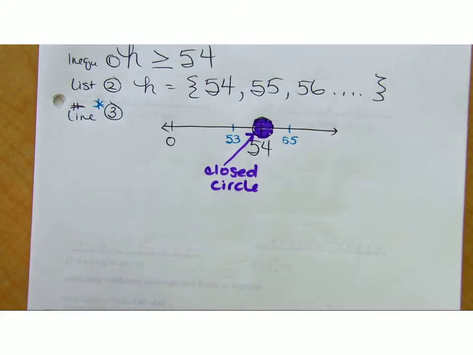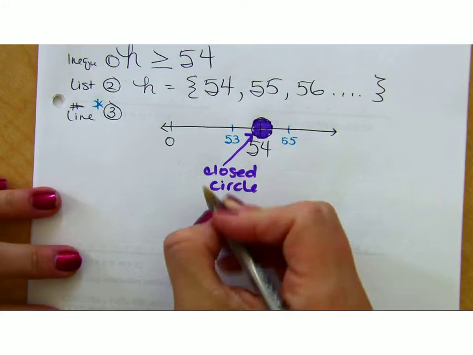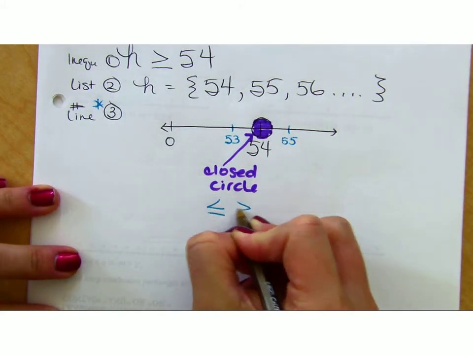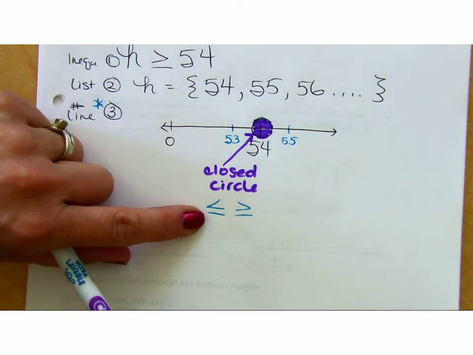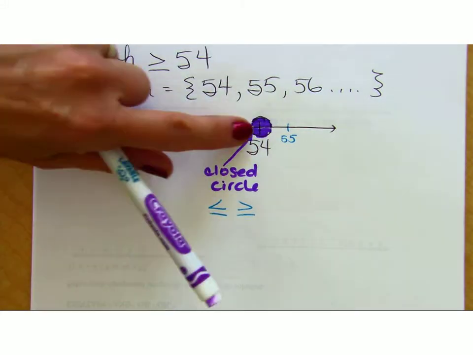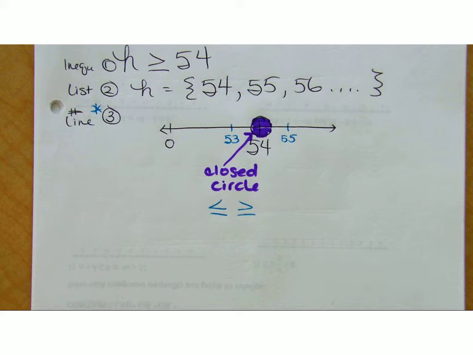And what does a closed circle mean? It means this is the symbol you use for less than or equal or greater than or equal. Meaning, if there is a solid line underneath, then that better be a solid colored circle. Do you understand? So I have to, in some way, recognize that it starts and it is 54.